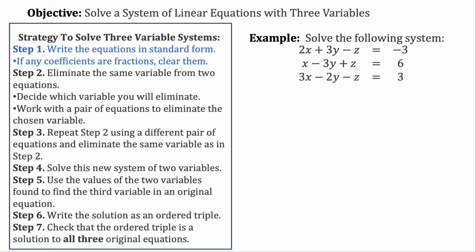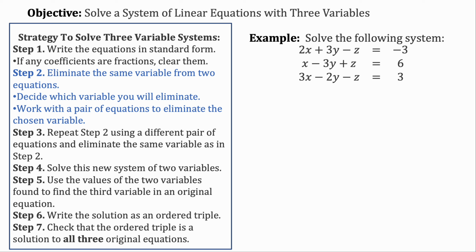So we have this system here. You'll notice that the first step tells us to write it in standard form, and if any of the coefficients are fractions, we're going to clear them. Well, you'll notice we have the x's, then the y's, plus the z's equals a number. So we have it in standard form. There are no fractional coefficients. So step 1 is done, and we can move on to step 2.